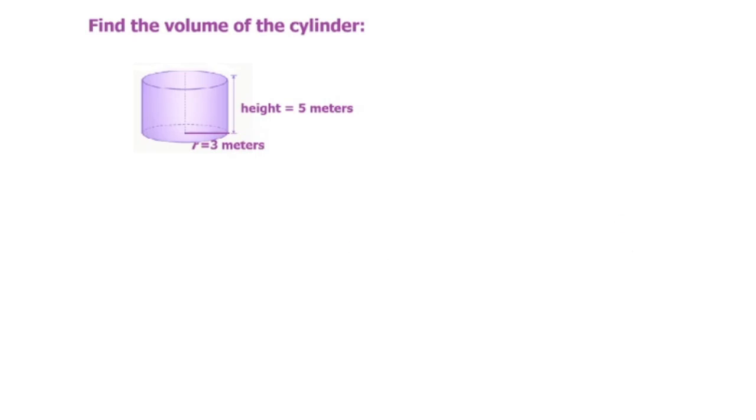In this video, I'm going to teach you all the tricks that you need to know to calculate the volume of a cylinder. So if we have a problem like this that says find the volume of the cylinder, here's our cylinder, here's its height, and here's the radius of the circle at the bottom. The radius goes from the middle of the circle to the outer edge.